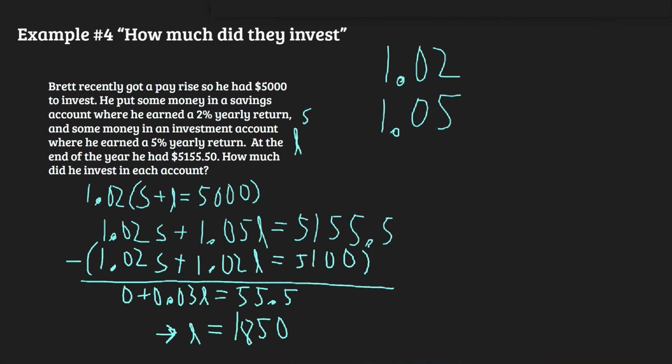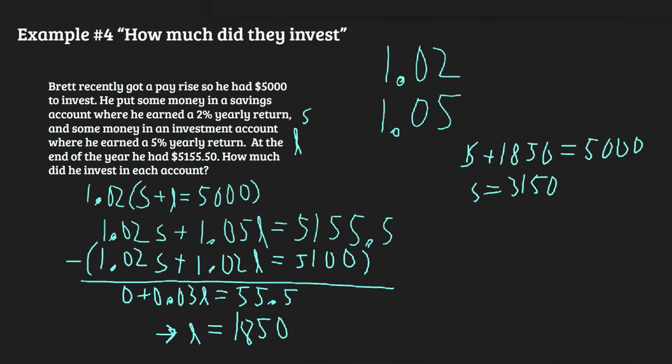This s plus L is equal to 5,000, to solve for s. So I'll just start with s plus 1,850 is equal to 5,000. And then subtract 1,850 from both sides here. So 5,000 minus 1,850 is going to be equal to 3,150. So the amount of money in the smaller account, the 2% account, is 3,150.